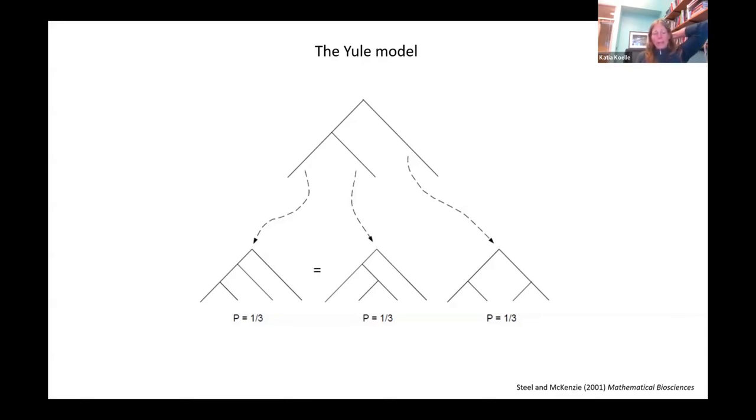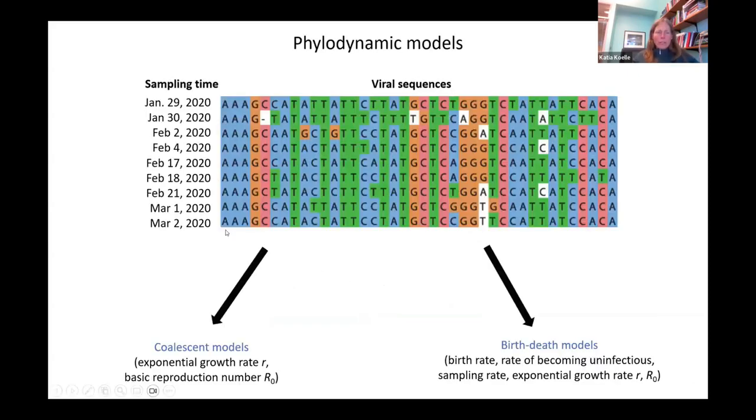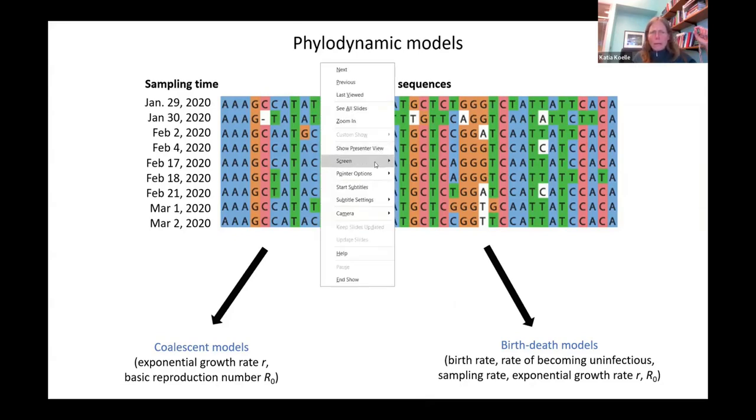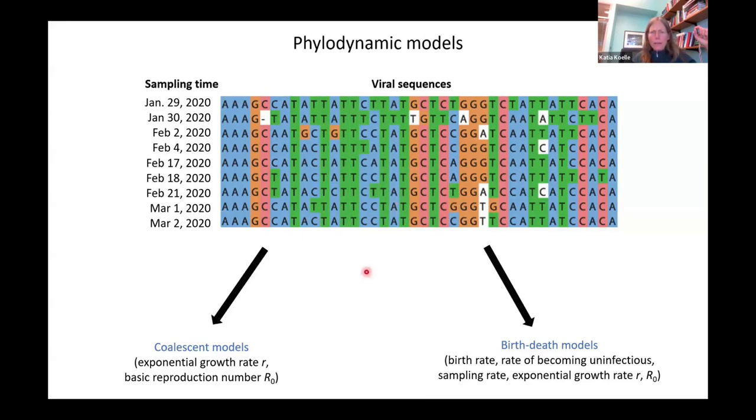There have been a couple of instances, so I don't want to say it's never been used, but it's been applied in limiting cases, like the birth rate being much higher than the death rate, for example. But the models that are more generally used here are instead coalescent models as well as birth-death models. And let me see if I can put up a pointer here. Can people see the pointer? Great.